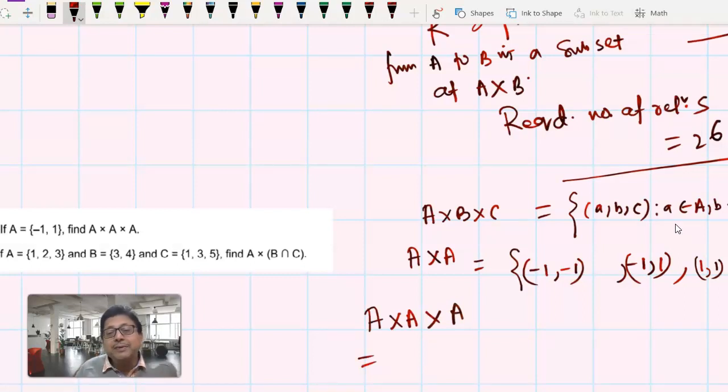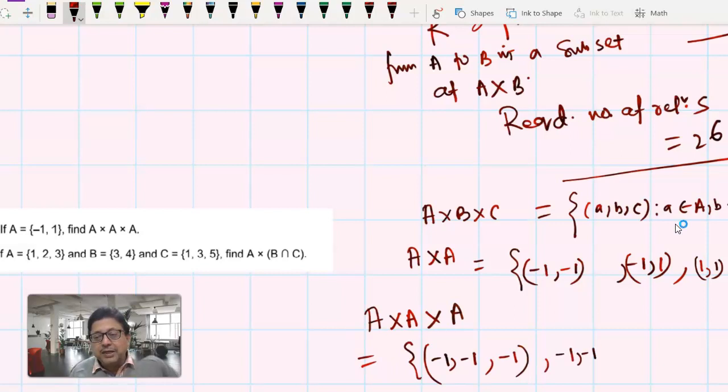Now the question is how to find A cross A cross A. A contains those two elements only. When you are taking cross with this Cartesian product, then you will write it in this manner, minus 1, minus 1. First one you give this minus 1. Okay. You can give this plus 1 also. So minus 1, minus 1, 1.